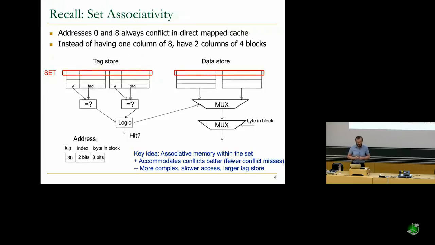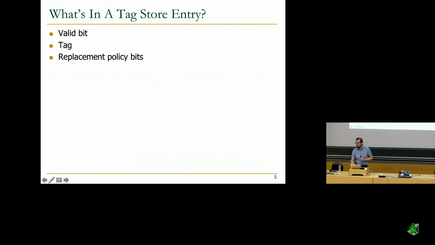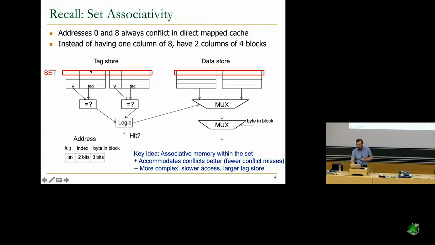Okay, so let's talk about what's in a tag store entry. Clearly, I showed you two things over here, a valid bit and a tag. And these are the minimum that you need. But you need something else we've discussed last time. What is your replacement policy? For example, if you have address A and B, and they're occupying way 0 and way 1 over here, and if you need to fetch C into the cache, which one do you evict?